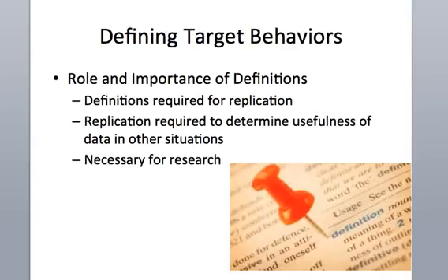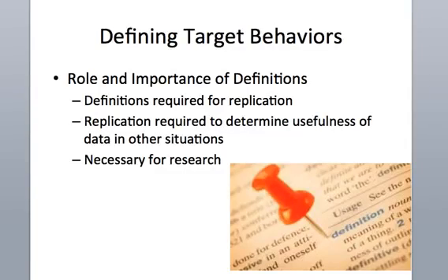So if I'm trying out an intervention with my client, I need to know if this intervention is going to work, if it's likely to work in other situations. If I can't replicate it, then I won't know that. And replication will begin with establishing a clear definition of our target behavior. And this is really necessary for research.